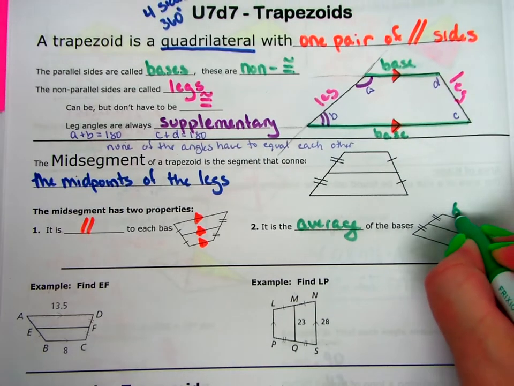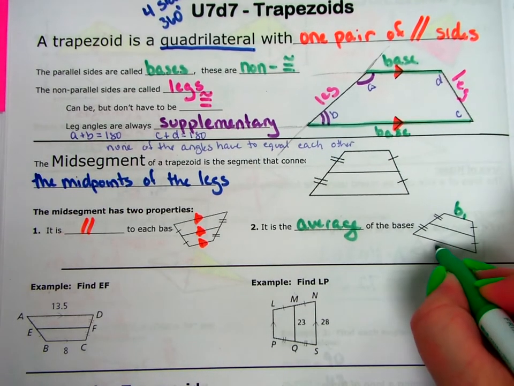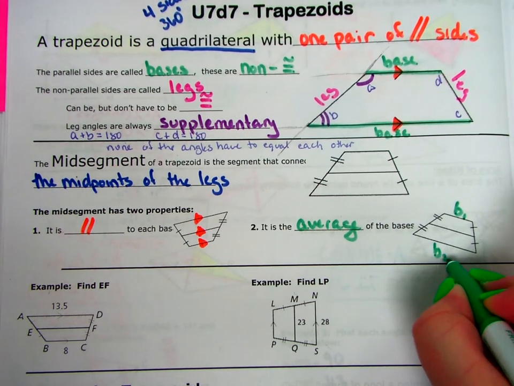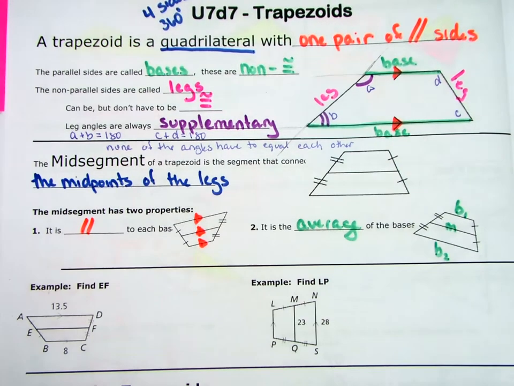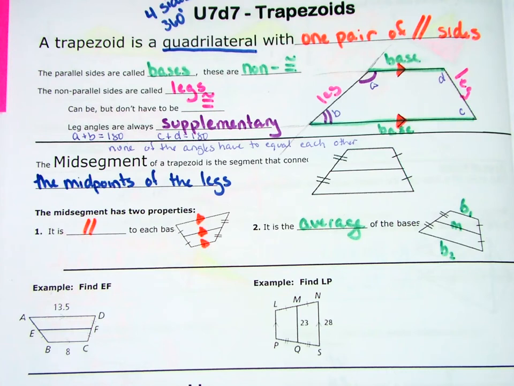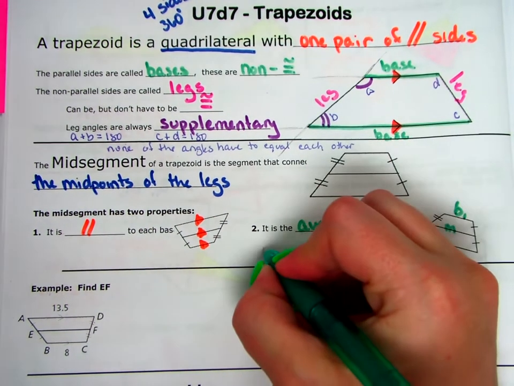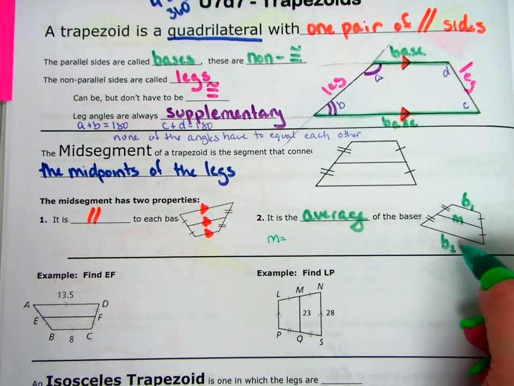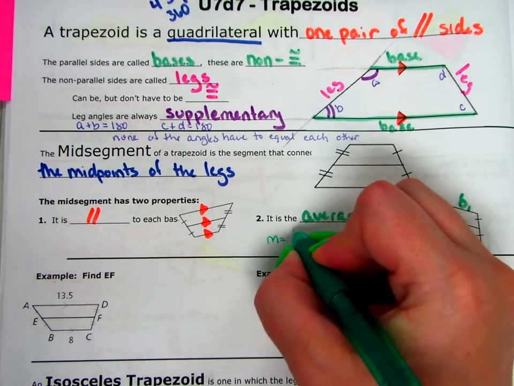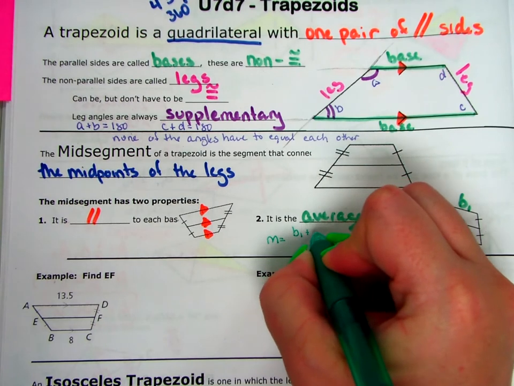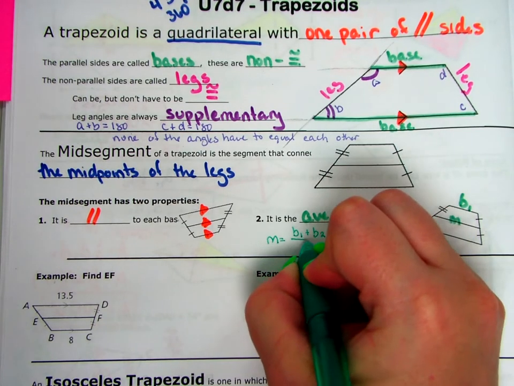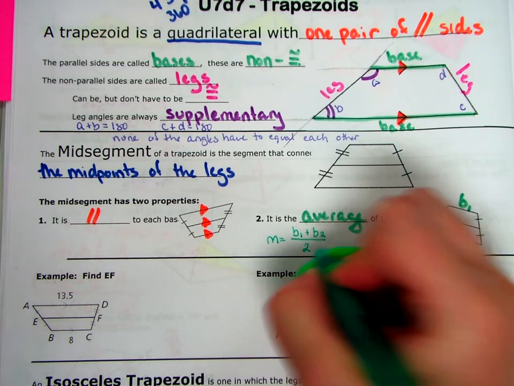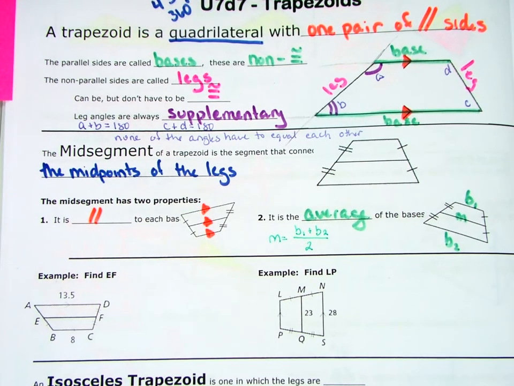So if I knew how long one base was, and I knew how long the other base was, then I could find the midsegment by averaging the two bases together. So my midsegment would equal, to average base 1 and base 2, I would take base 1 plus base 2. And since there's two things I'm averaging, I would divide it by 2. That's going to find my midsegment.